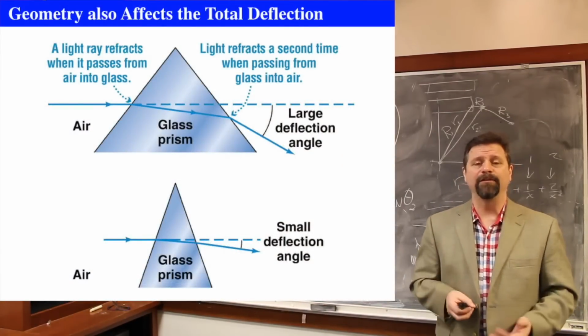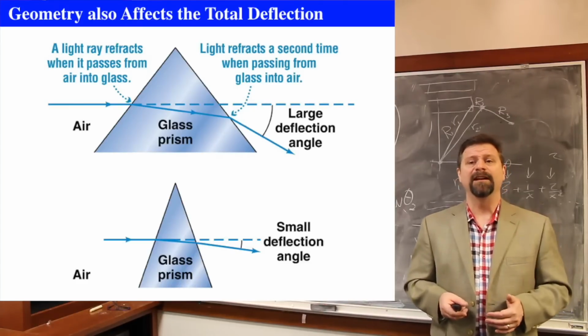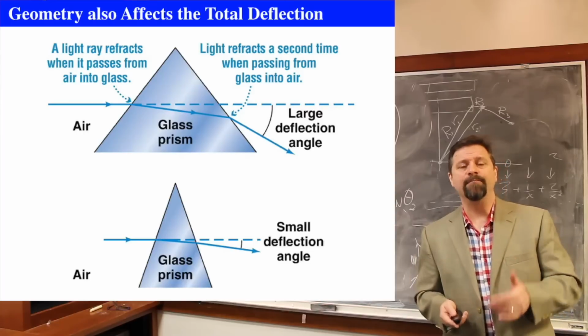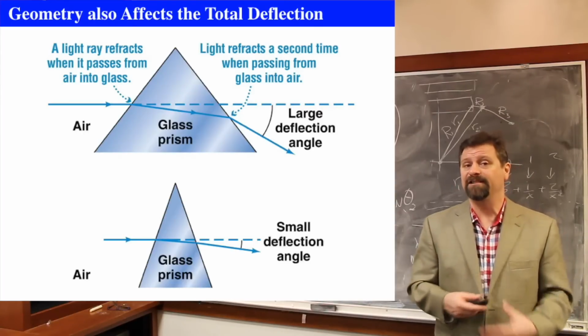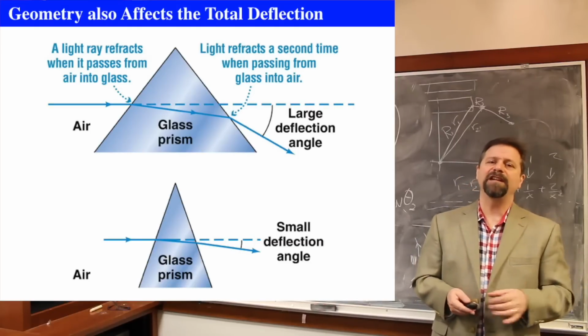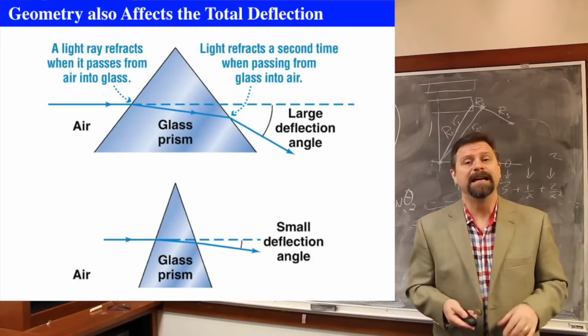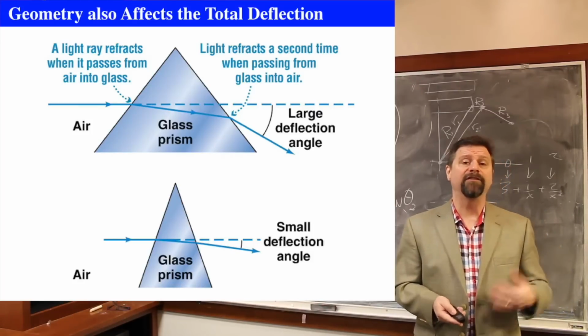So if you have a glass prism that's really fat and thick, then the angle of incidence can be very steep as it comes in. And so that would make a much larger deflection angle as it goes out. But if you have a very, very thin lens, then the deflection angle as it passes from air to the glass back to air can be very small. And we can use the geometry of this to our effect.